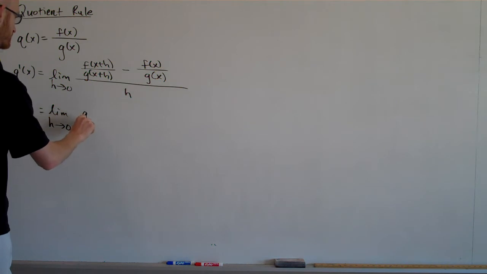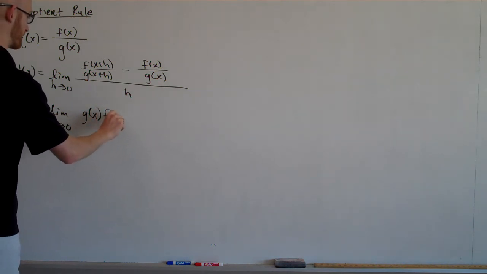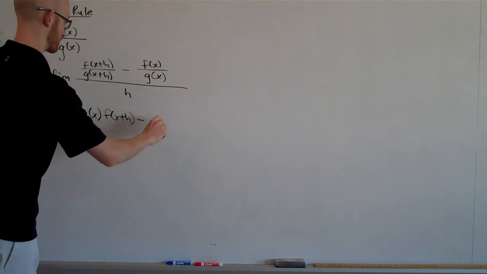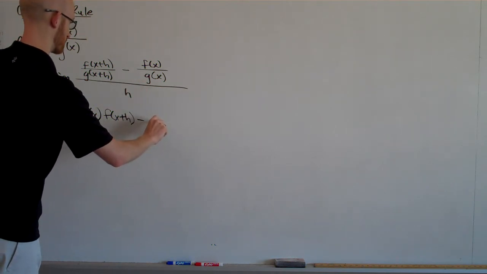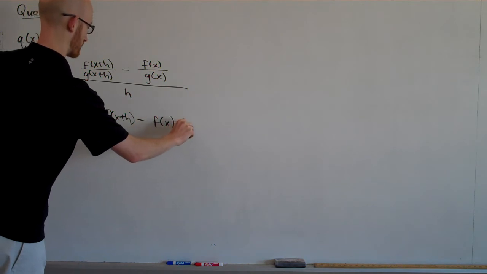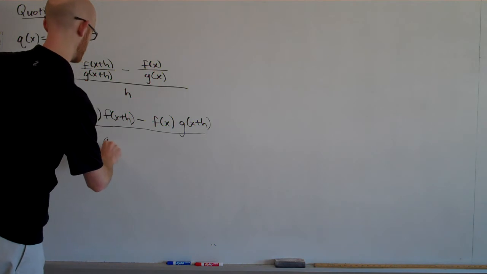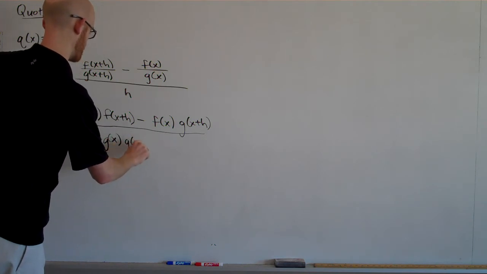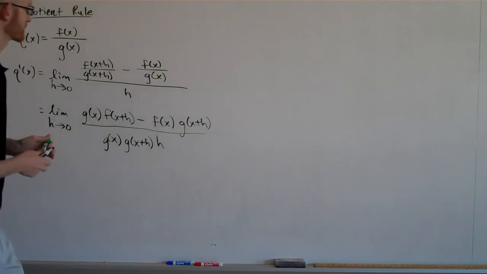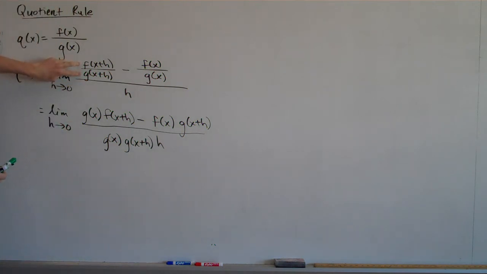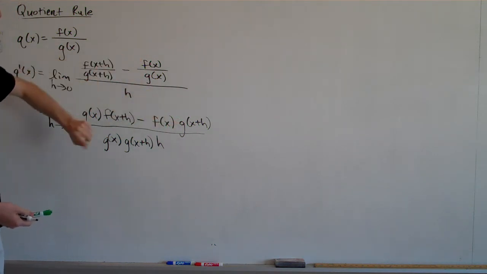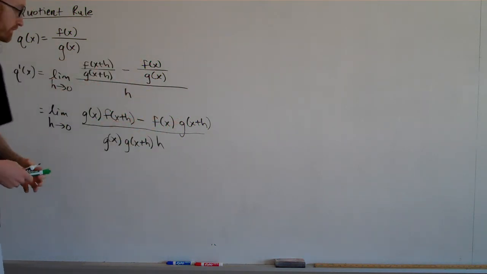This is g of x. So what I've done is multiplied that term by g of x plus h. So the g of x plus h has went away, we were left with the g of x. Here we multiplied by g of x plus h, so that we're left with just g of x plus h and the original numerator, and the bottom, of course, got them both.